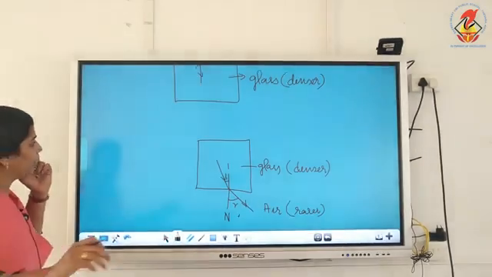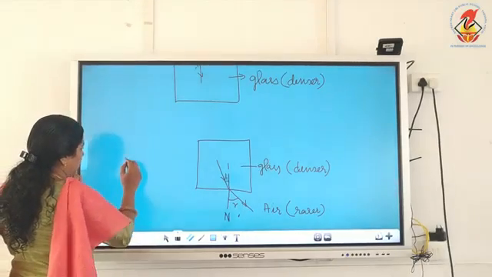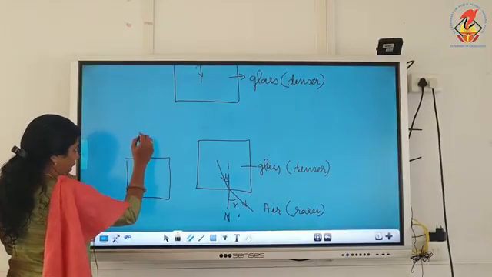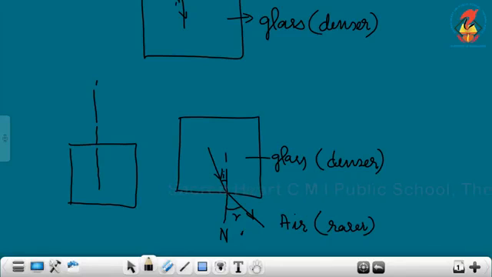Now, what will happen when a ray of light is incident in this way? Normally, this one is a normal line, perpendicular. If you draw a perpendicular line like this, it's a 90-degree line to the surface. Now, what will happen when a ray of light is incident in the same direction? It will not suffer any refraction, it will go straight. It will not suffer any deviation.